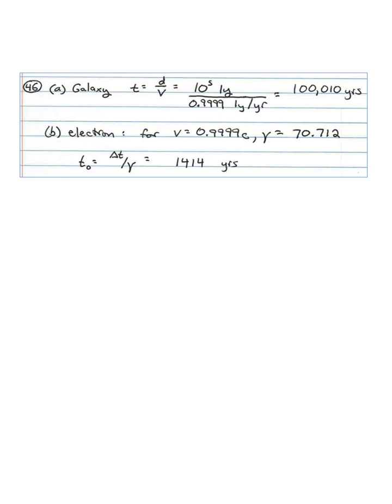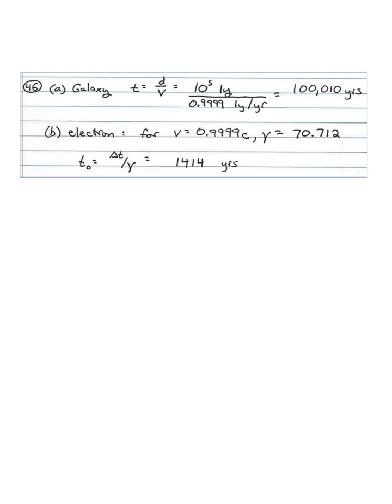Number 46, our galaxy's diameter is about 10 to the 5th light years. How much time does it take an electron moving at 0.9999 C to cross the galaxy, measured in the reference frame of the galaxy and the electron? One way we could do this is convert everything to MKS units. Convert the light years to meters, convert the speed, use 3 times 10 to the 8th meters per second.